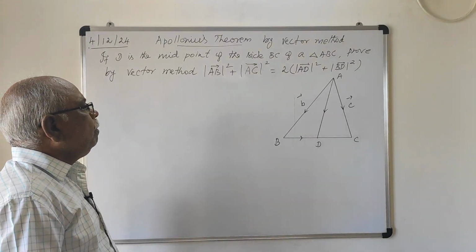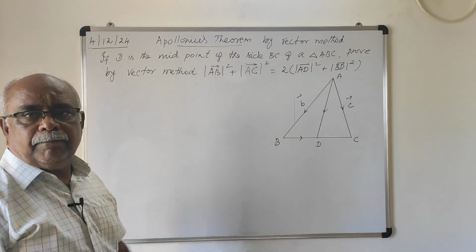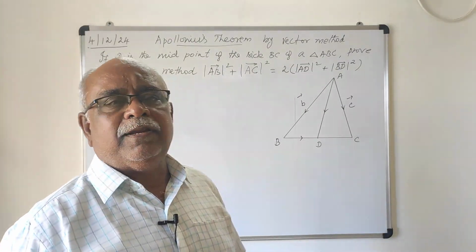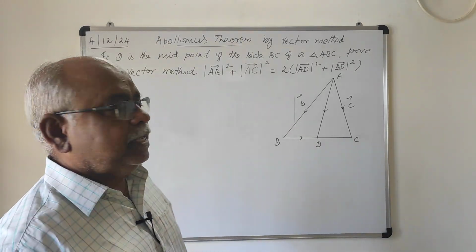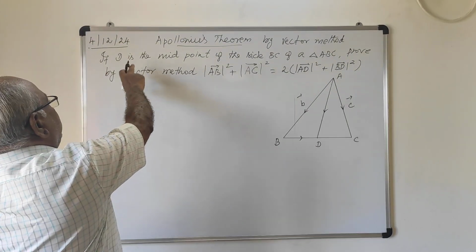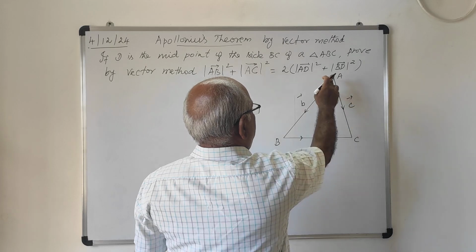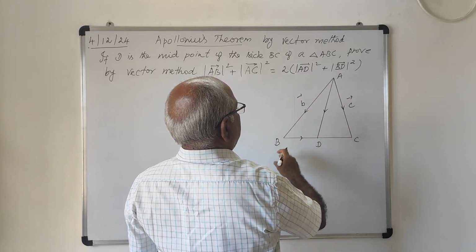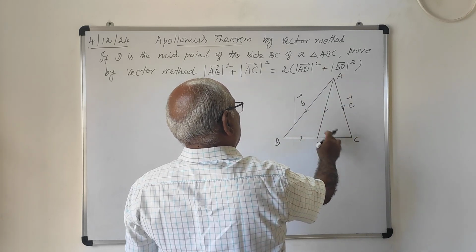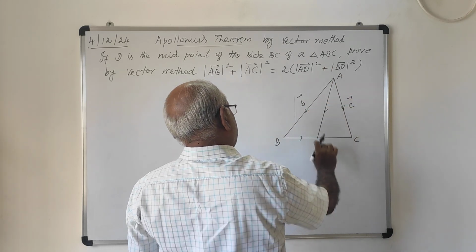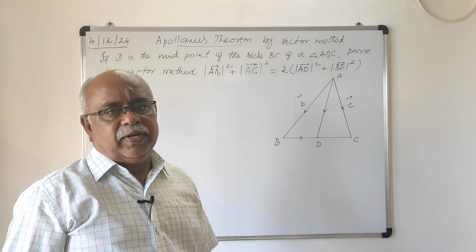My dear students, in this video I am going to derive Apollonius theorem, a theorem in plane geometry. The theorem should be proved by vector method. The statement is: if D is the midpoint of the side BC of a triangle ABC, prove by vector method that |AB|² + |AC|² = 2(|AD|² + |BD|²). This is the statement of Apollonius theorem, and we are going to prove this theorem by vector method.